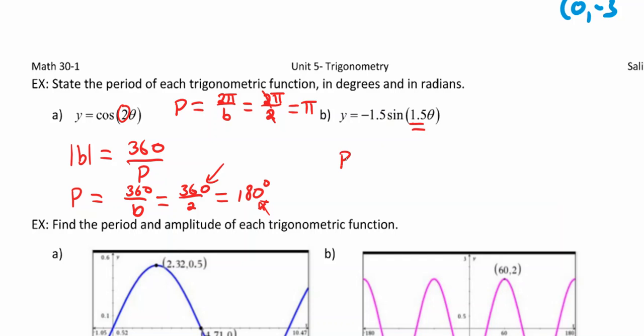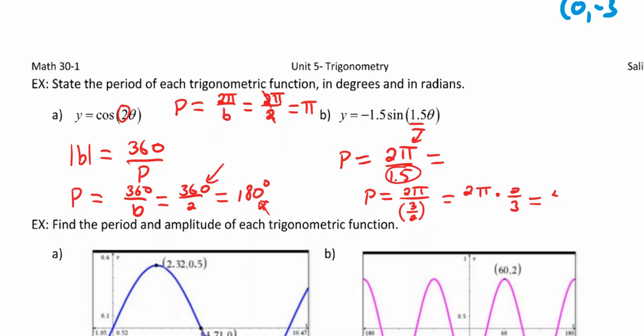So this would be period is equal to 2 pi over b, and my b value is 1.5. Now you can put it all into your calculator and get a number in radians, but I'd like to leave the pi if I can. So you know what I'm going to do? I'm going to rewrite this 1.5 as 3 over 2, so the period is 2 pi over 3 over 2. Dividing by a fraction is the same thing as multiplying by the reciprocal, so that's 2 pi times 2 over 3, which is the same thing as 4 pi over 3.